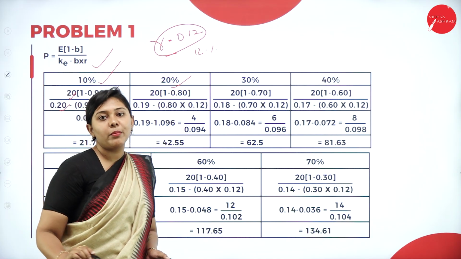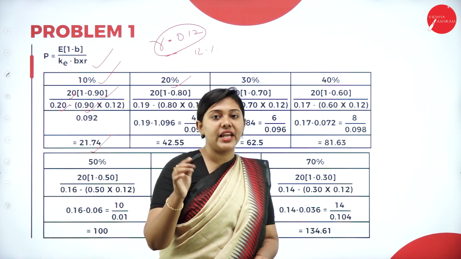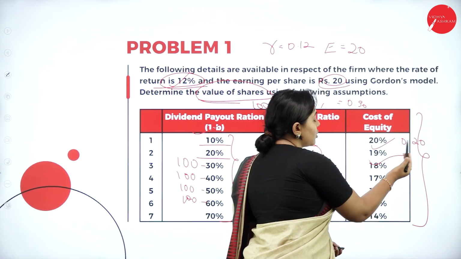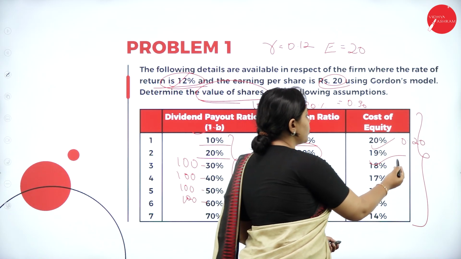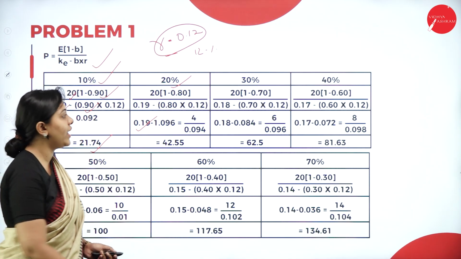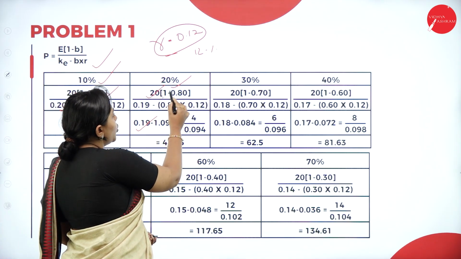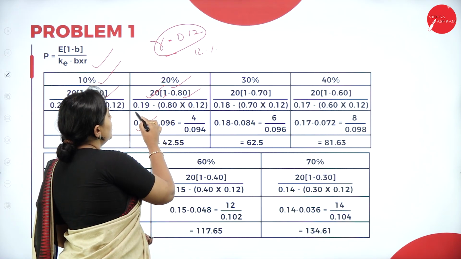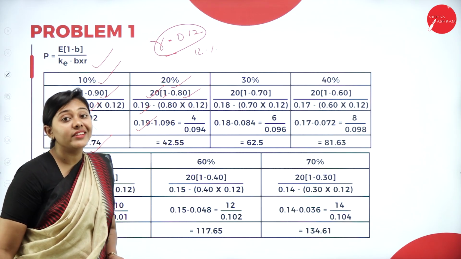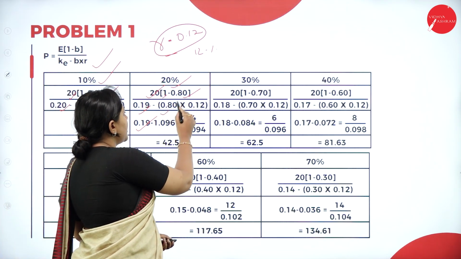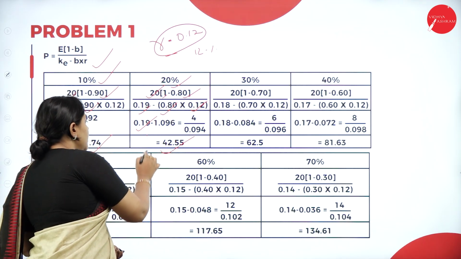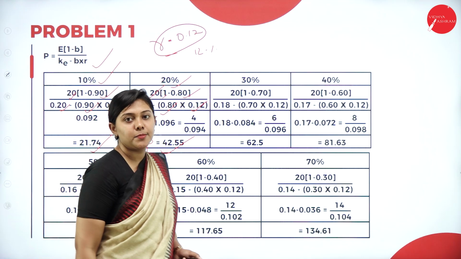Similarly, we are doing it for the second case, that is your 20% dividend payout ratio. If it is a 20% dividend payout ratio, your retention ratio will be how much? 80%. Convert it into decimal, 0.80. Here, your cost of capital or equity capitalization rate is 0.19. We are substituting the value. So 20 is the earnings, 1 minus retention ratio, 0.19 is the capitalization rate, retention ratio into return. The answer you get, the market price per share, is how much?